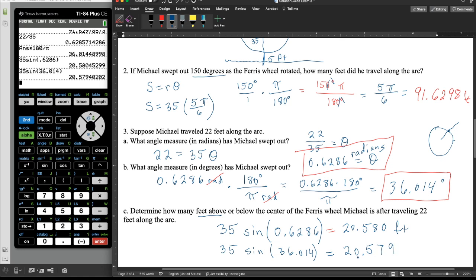But notice in terms of feet, it's still 20 and a half feet. We're off by at the hundredth place. Okay, but that happens. So just, you know, as far as accuracy. Okay, question 3. Finish that one up.